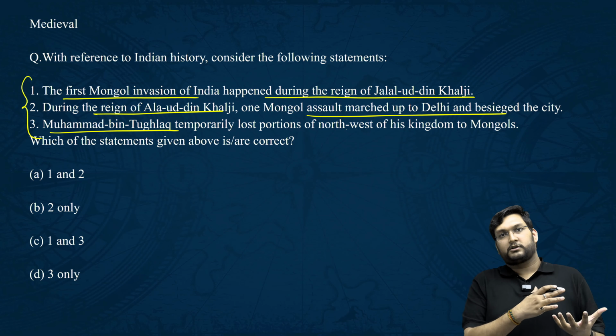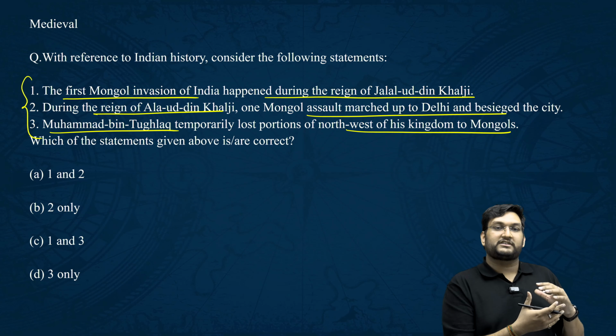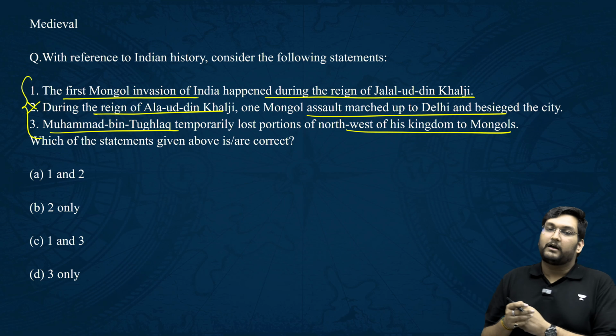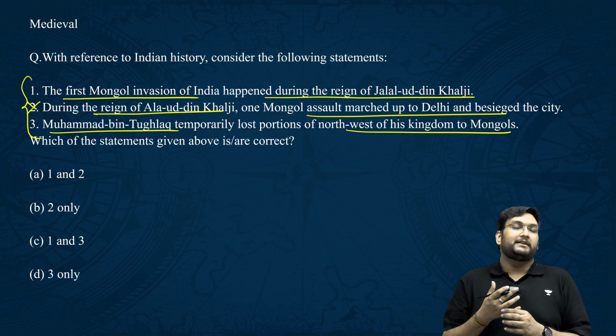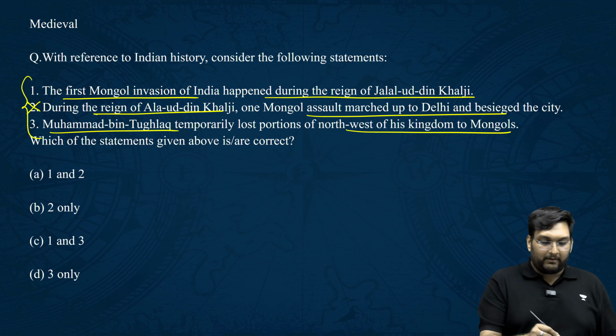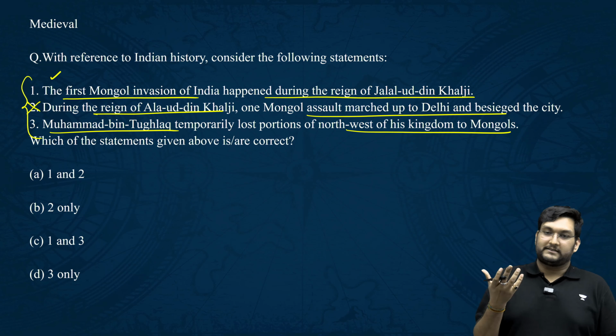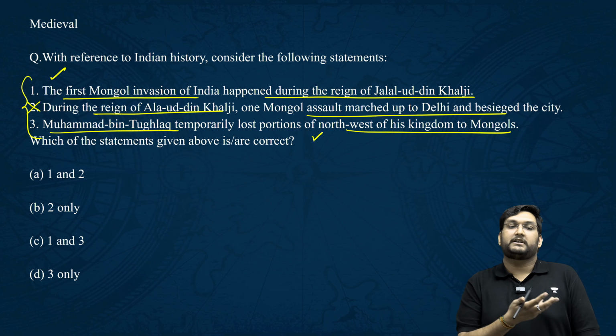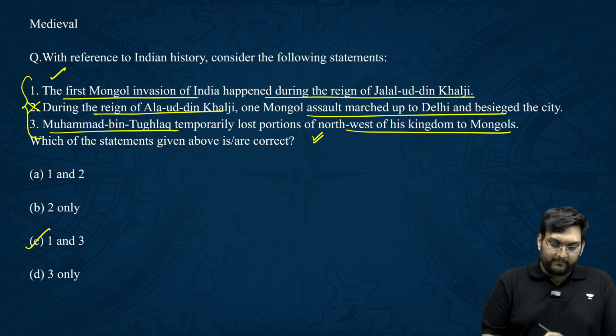Now you need to know the Mongol concept itself, you need to know the Delhi Sultanate. Here, this is incorrect. Alauddin Khilji never lost anything, or Delhi was not besieged under Alauddin Khilji. However, this is correct according to the answer key which was given by UPSC, and the idea that Tamrashilin took certain areas from Muhammad bin Tughlaq. So therefore it became 1 and 3.